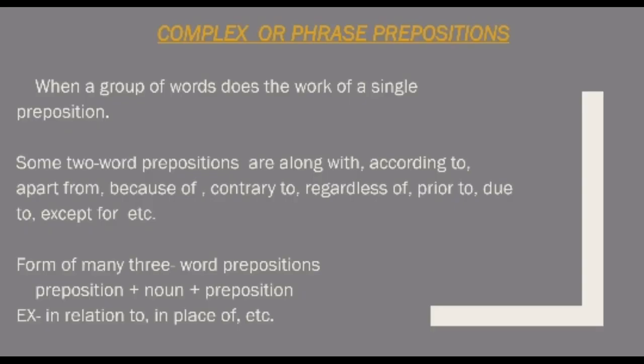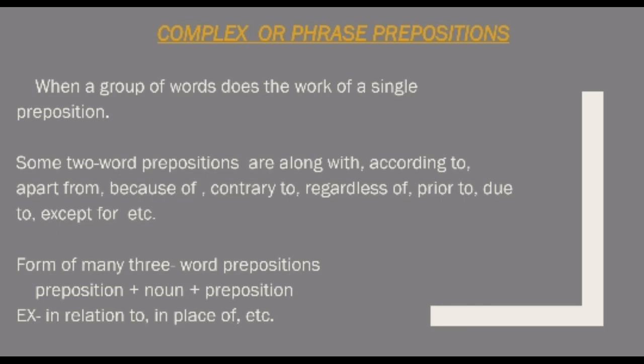Okay, now the next kind is complex or phrase prepositions. As the word suggests, complex means which is very complicated. Okay, so when a group of words does the work of a single preposition, basically prepositions that consist of more than one word are complex prepositions. जो prepositions में more than one word होते हैं, those prepositions are complex prepositions. Some of the examples are along with, according to, apart from, because of, etc. As like along with, you are having two words, along and with. So complex prepositions have more than one word, and simple prepositions consist of only one word. Okay, these are the two parts.